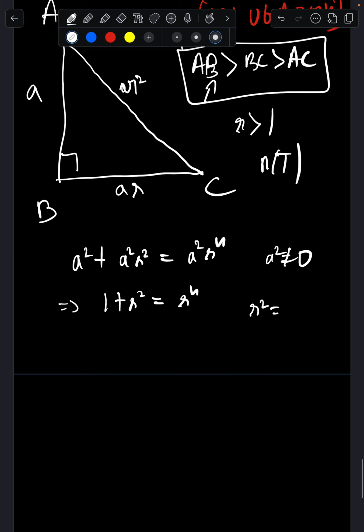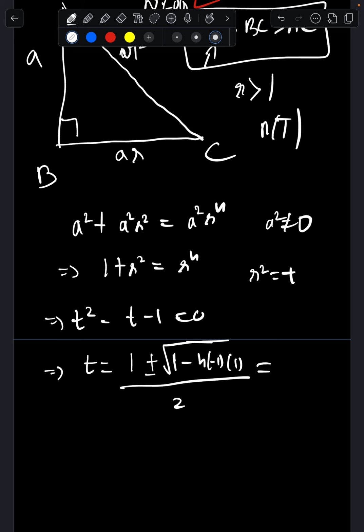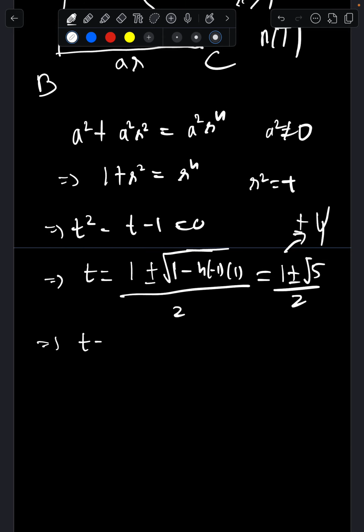Now let R squared equal T, then you're going to get T squared minus T minus 1 equals 0. So apply the quadratic formula: negative b plus or minus the square root of b squared minus 4ac, divided by 2a. So this is just 1 plus or minus square root of 5 by 2, which is actually the golden ratio, right? So T is that, and T is R squared.